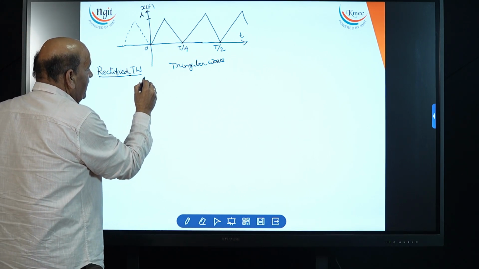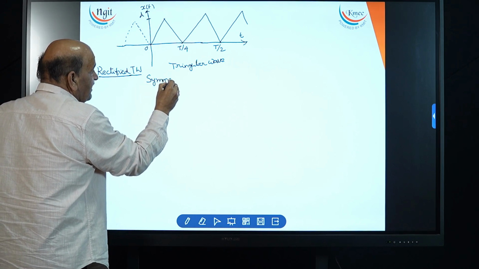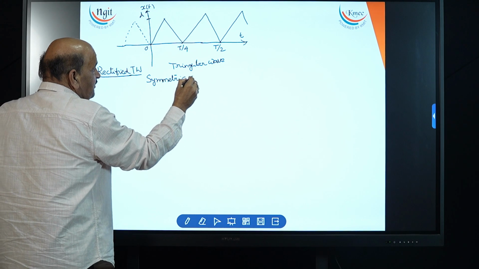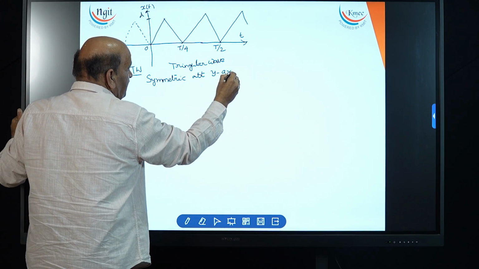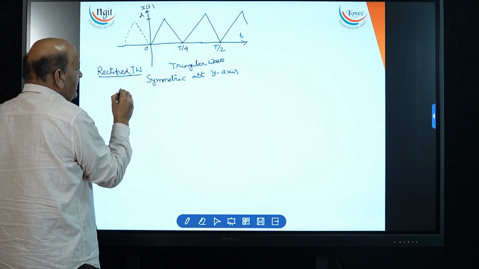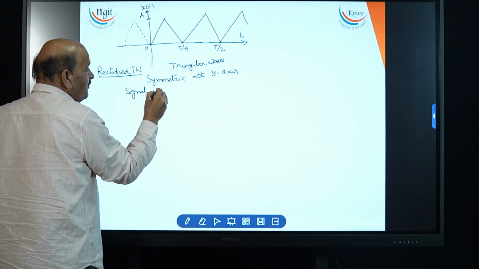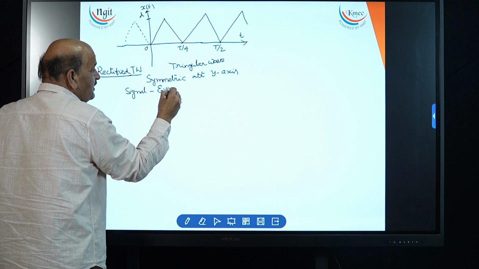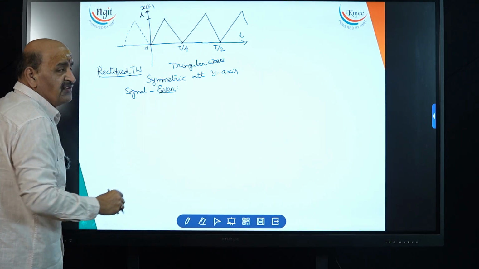So here the given waveform or signal is symmetric about which one? About y-axis, that means the x of t axis. Whenever it is symmetric about y-axis, the given waveform or signal should be an even signal. First point we got it. It is an even signal.